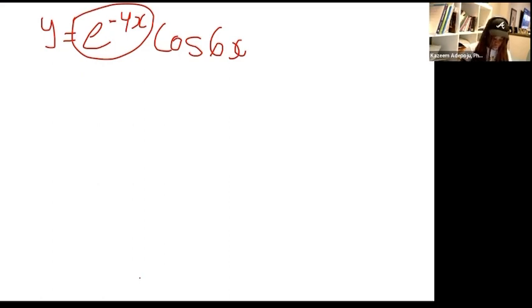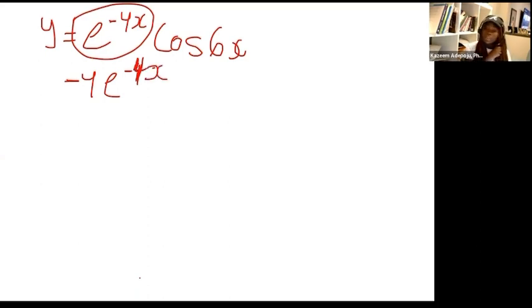So what we're going to do is differentiate the exponential with power -4x. How we're going to do that is we're going to first write -4, e raised to power -4x, raised to power -4. That's how we differentiate the first one.